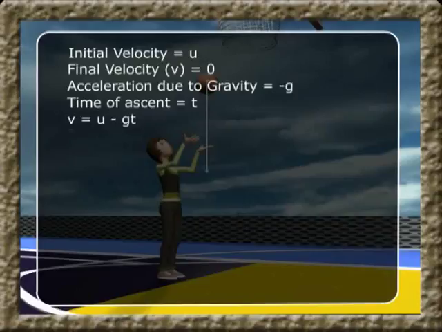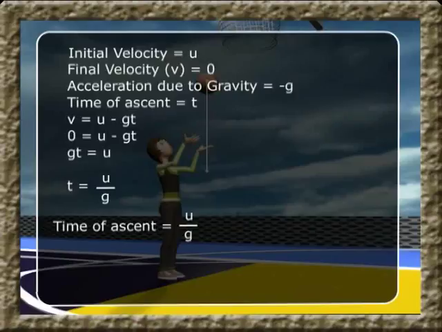We take this equation of motion, v is equal to u minus gt. We already know that the final velocity is 0 and g is negative. So the time of ascent t can be calculated using this equation: v is equal to u minus gt, 0 is equal to u minus gt, gt is equal to u. So t is equal to u divided by g. Time of ascent is equal to u divided by g. t is directly proportional to initial velocity.